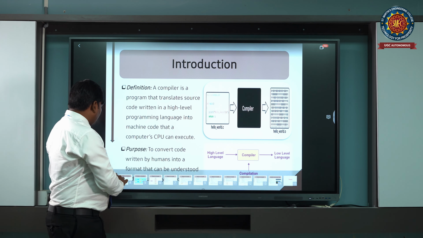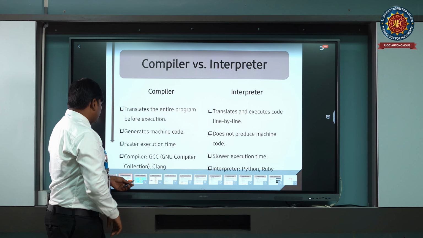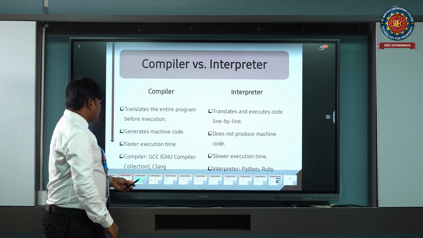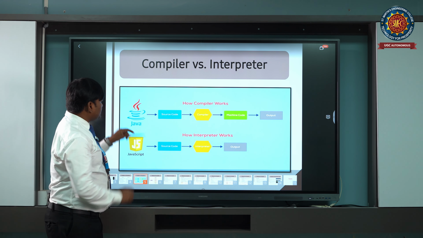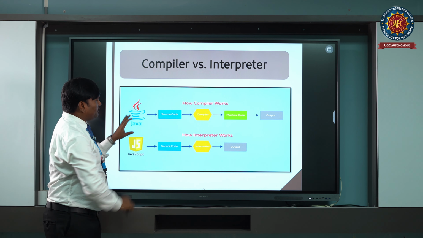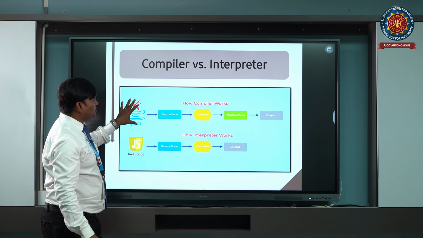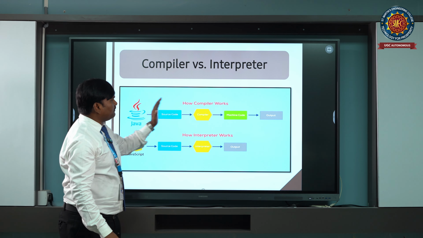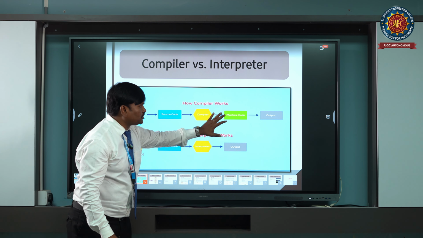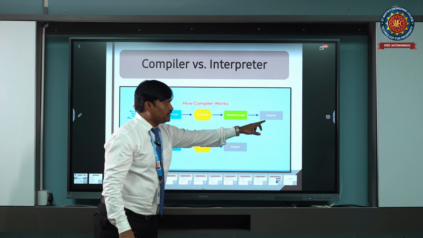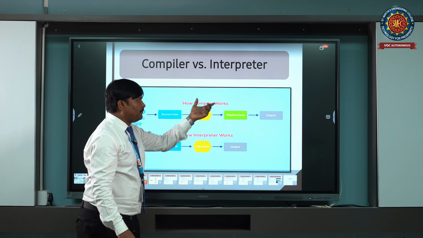This is one sample page. Now we can see how the compiler works. This is Java source code, a simple source code. Whenever source code is given to the compiler, the compiler converts this source code into machine code, and finally gives the output. So this is how the compiler works.